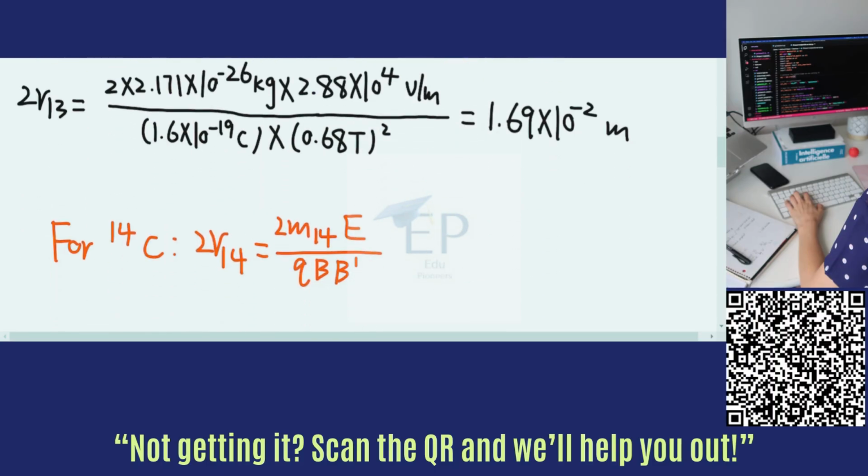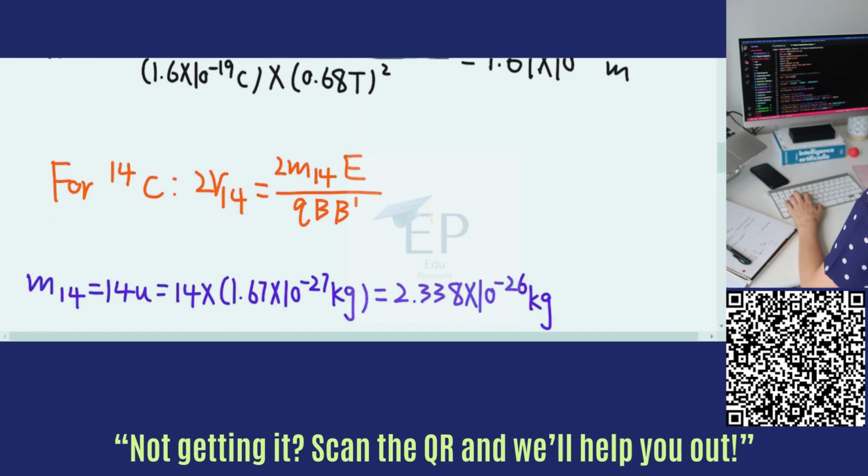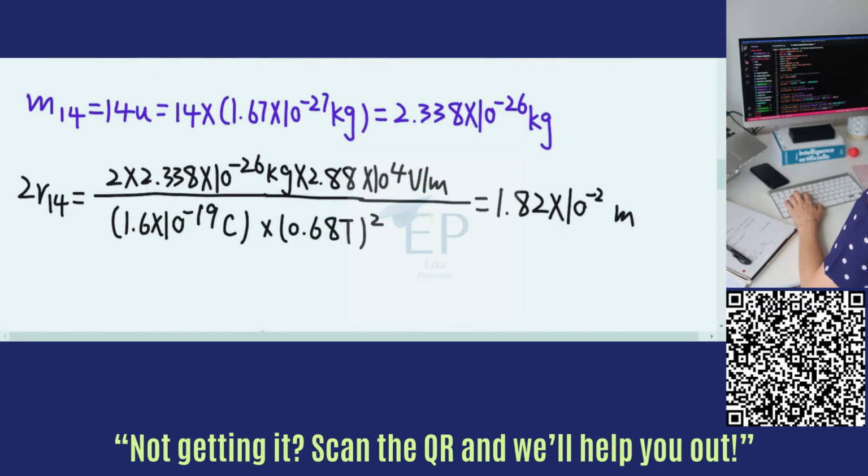For carbon-14, we have 2R14 is equal to 2M14E over QBB prime. So we know the mass for the carbon-14 isotope is equal to 14U, which is 2.338 times 10 to the power of negative 26 kilograms. If we plug the values back into the equation to determine 2R14, we have 2R14 is equal to 1.82 times 10 to the power of negative 2 meter.